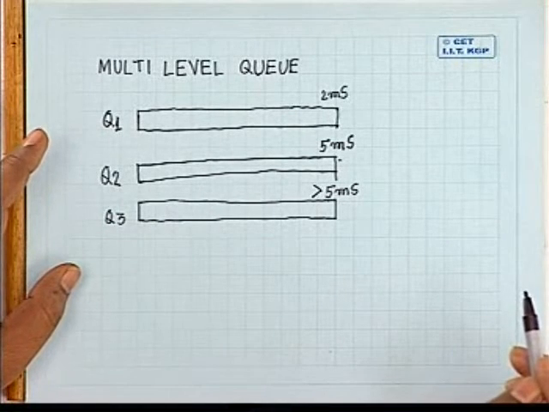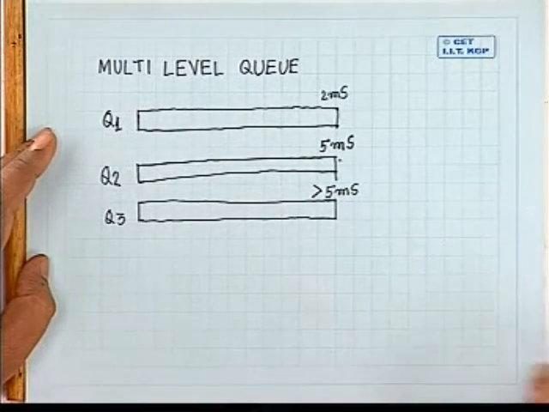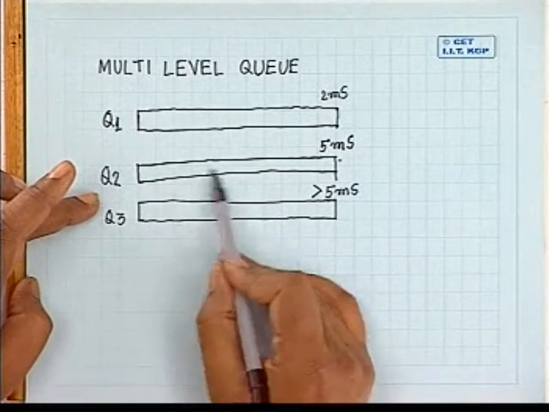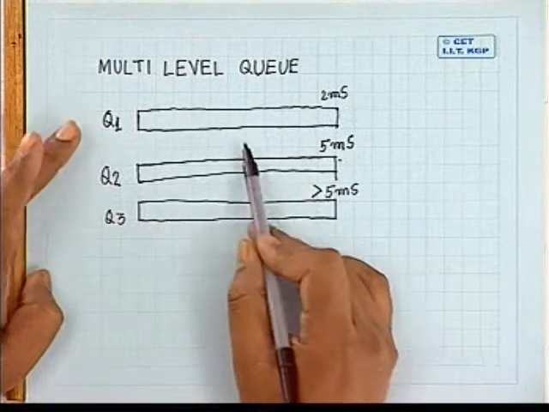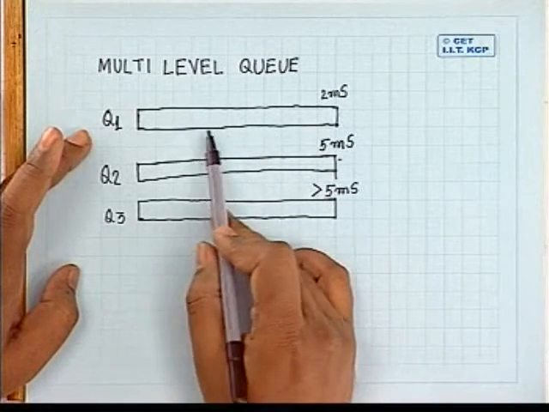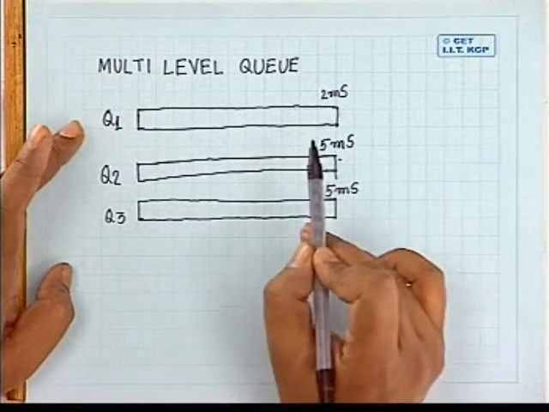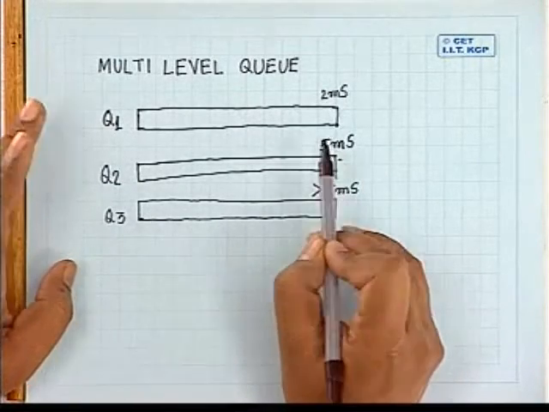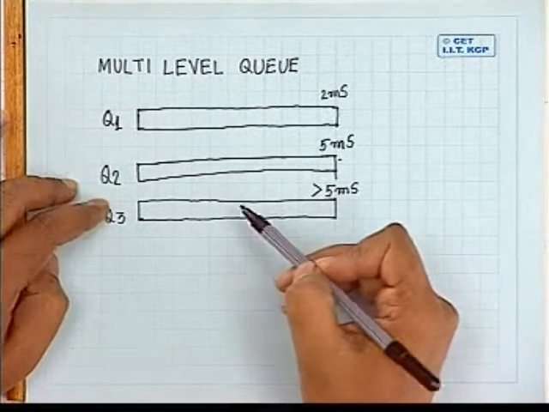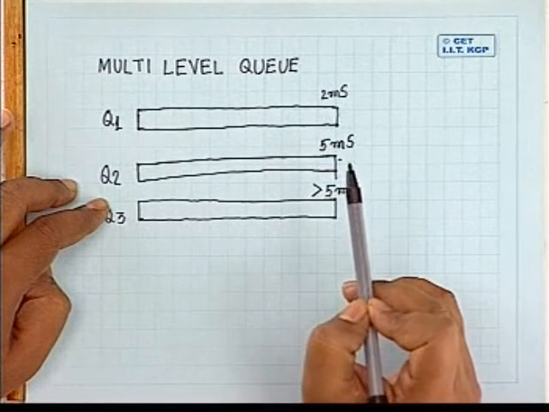Now I can apply round robin scheduling on each of these queues separately. But I will take a job from queue number 2 for execution only when queue number 1 is empty. That means if I have a job in queue number 1, that will be executed first. When all the jobs in queue number 1 are complete, only then I'll take up jobs from queue number 2. That gives higher preference to the IO bound jobs for execution on the CPU.